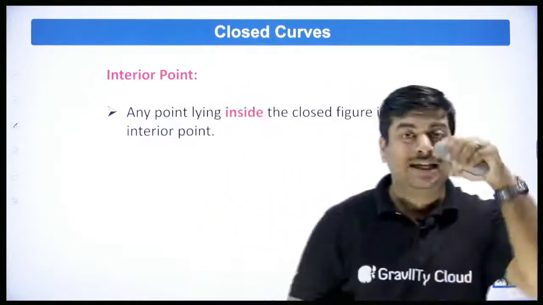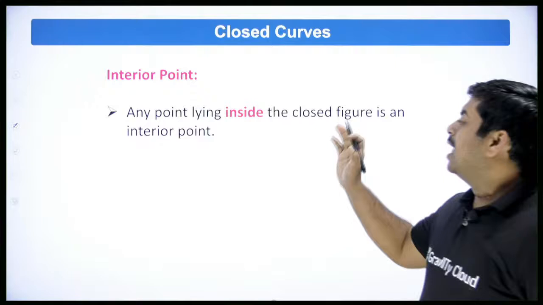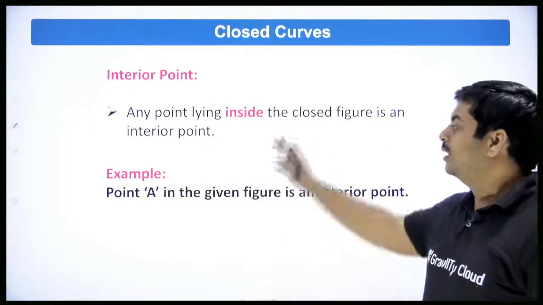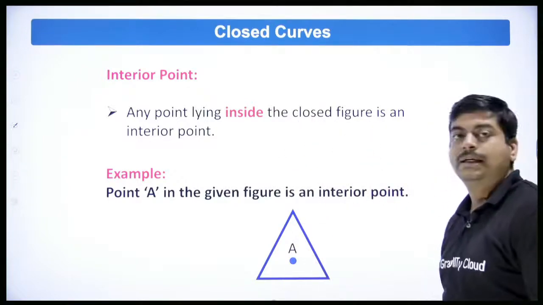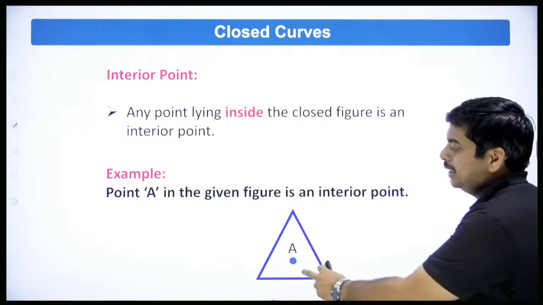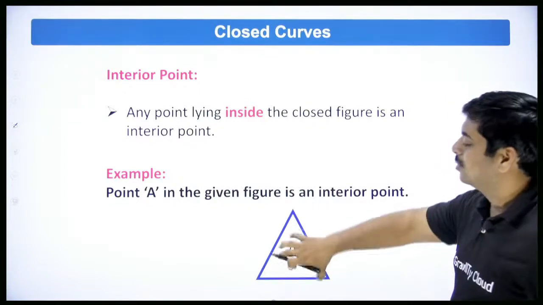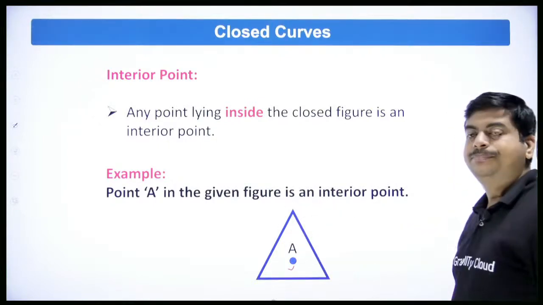Right. Okay. Interior point. So what is that interior point? It's always inside the region, inside the closed figure. Correct? Any point lying inside the closed figure is an interior point. And you can see here, point A in the given figure is the interior point. Point A is inside the triangle.